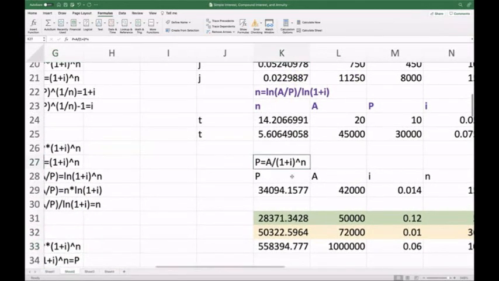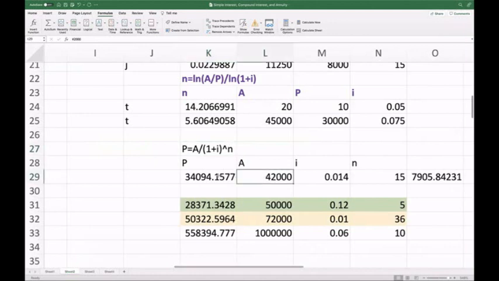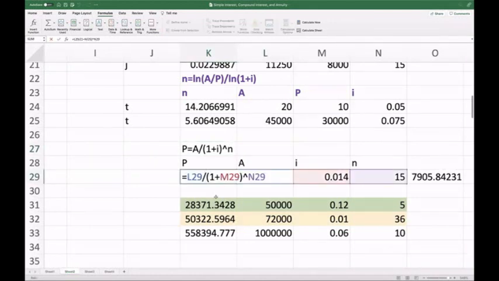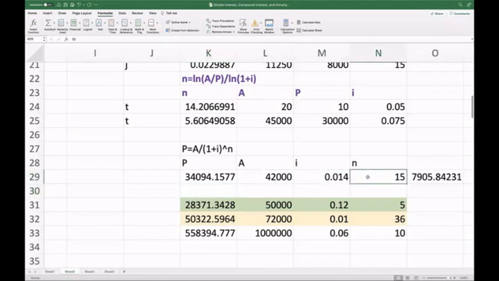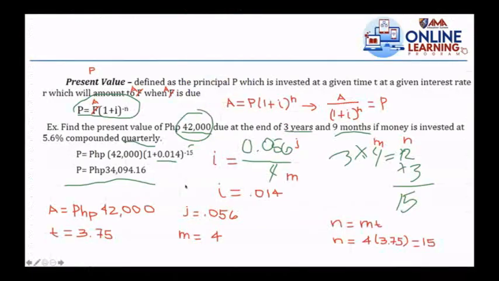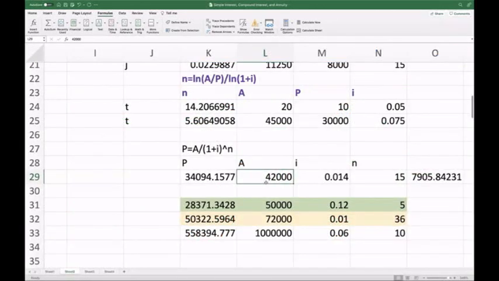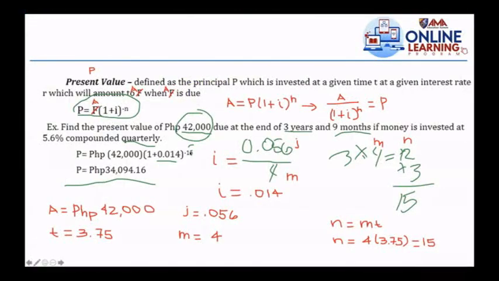Then you copy here. Did you see here? And then there. Copy the formula. Okay? And then enter. Write the given here. Where did you get this given? In the problem, you have 42,000, right? The principal is 42,000. And then how do you get the I? In the problem, what is given? 5.6% compounded quarterly. So this one, divide: 0.056 divided by 4 is 0.014.